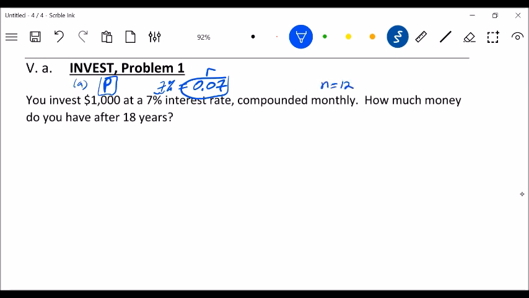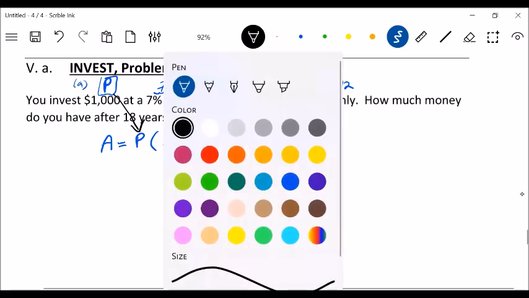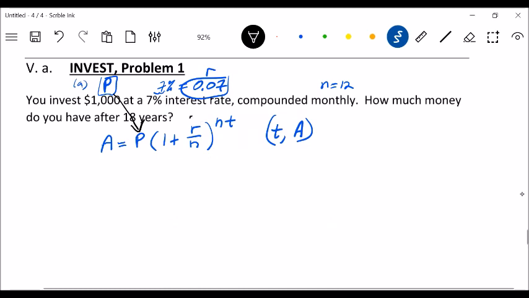In fact, let's take a look at the formula here. The amount that you're going to have is going to be the principal times 1 plus R over N to the N times T. So we figured out everything but T and A, and that's because the amount of time will give you an amount of money. And we don't know what that time is yet. Instead, we do know that we can fill in these things. P, R, there, and then N.